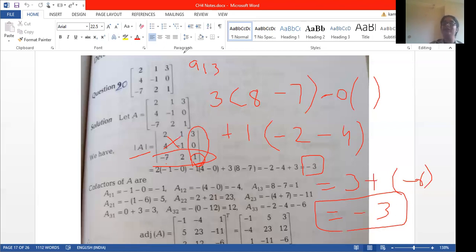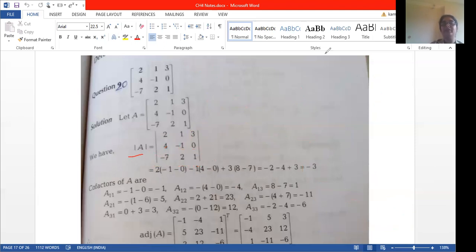You can, the answer will be the same. It's your wish. Any way you can do. I just wanted to explain to you that any way you are doing it, you are going to get the same answer. Clear? So we have calculated the value of the determinant. The value of the determinant is what? Just keep this in mind, it is minus 3.